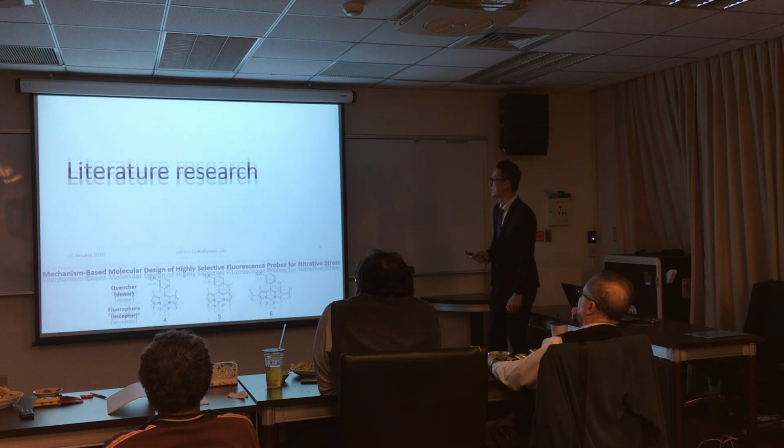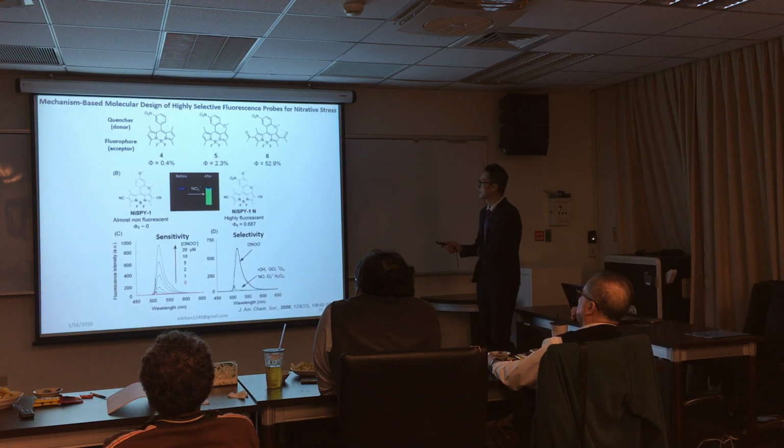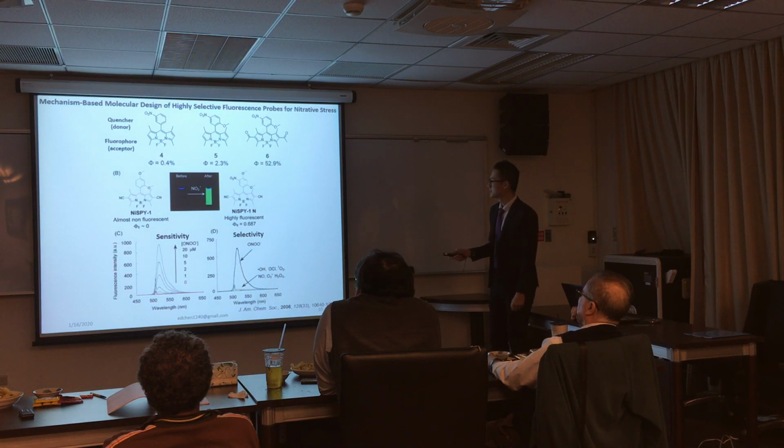Okay, so we'll do a literature research. And we found in this work, they were trying to make a molecular probe. This molecular probe is to sense environmental nitration stress. So when there is no nitration species in the environment, it's non-fluorescent. And if this compound is nitrated, it's highly fluorescent.